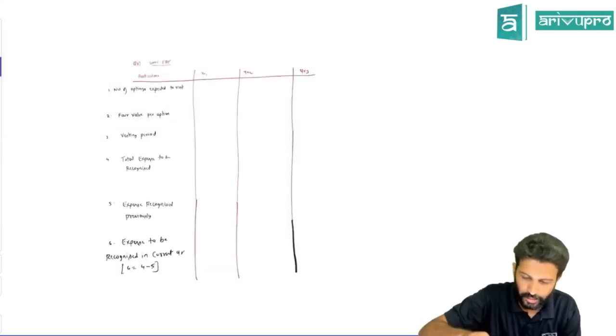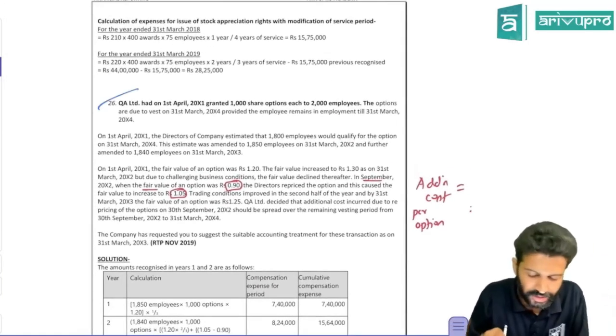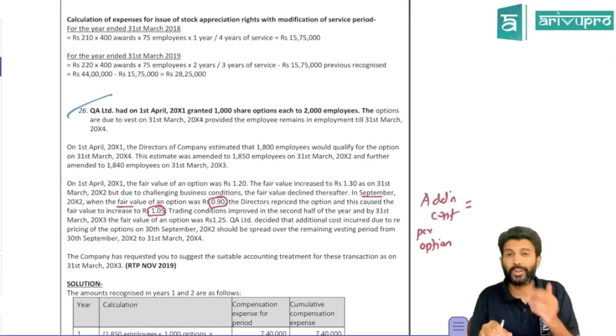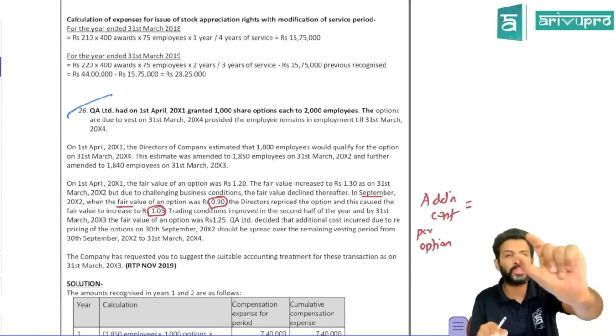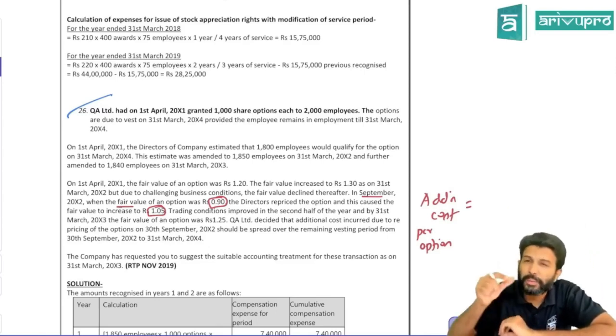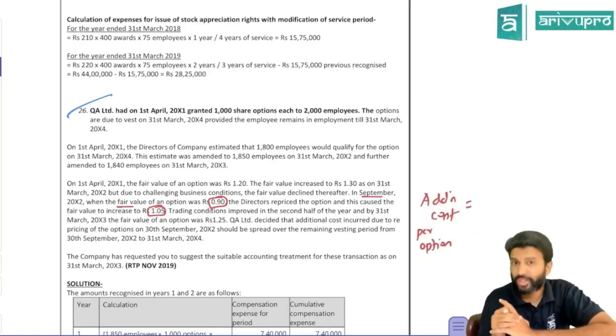One more, I think, was there. One second, hang on. Yeah, this question I'd like to discuss, not solve, just discuss one extra point. Modification we just now discussed. In modification, you will get some additional cost. In the previous problem, they only told us the additional cost was 30 per option. Sometimes that additional cost will not be directly given in the question. They'll ask us to calculate.